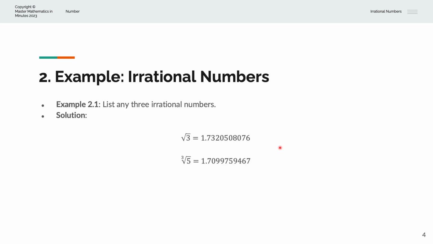And secondly, we have the cube root of 5, which is equal to 1.7099759467, and this decimal continues forever. And finally, we have the number pi, which is equal to 3.1415926535, and so on, so the decimal does not terminate. So these are irrational numbers.